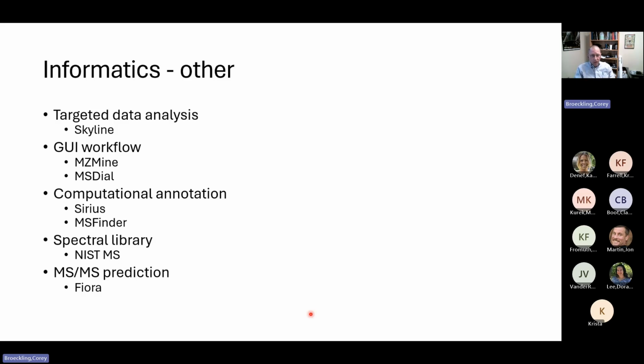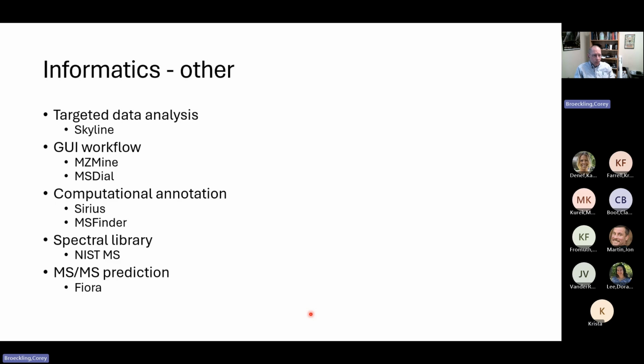We do have a lot of other software that we use too, which I want to highlight. So for targeted data analysis, even of time-of-flight data, we're often using Skyline. We can do a lot of the work that is done through XevoMRT and RAMClustR through MZmine or MS-DIAL. Those are graphical user interface type programs, which can be a little bit easier for some folks to learn if they're not comfortable in R.